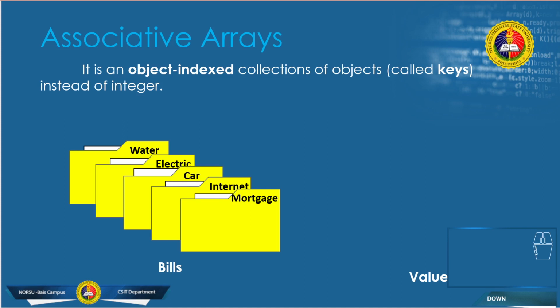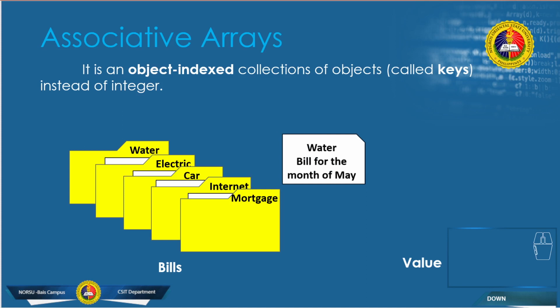Now, there will be differences kung gamiton nato ang index array and associative array. We'll talk more about it in just a moment. So same thing, in using an object-indexed collection, we're just going to pull out the details or the value according to the object or the keys basically.